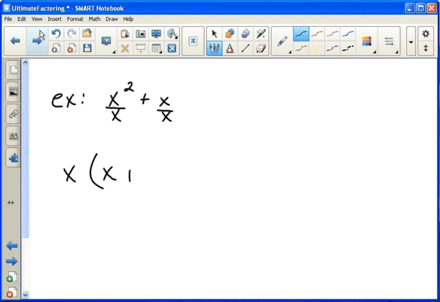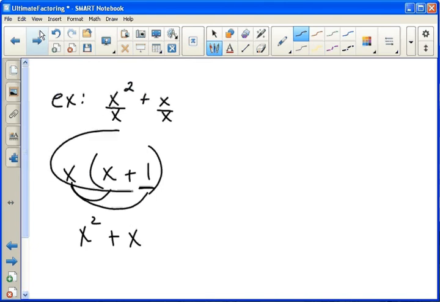Make sure you include that 1. It's tempting a lot of times, if you pull something out and it's the exact same thing, to just make it disappear, but that's not allowed. The reason is, if you notice when you check and you multiply it back out, x times x is x squared. If I had not included this 1, there would be nothing left for me to multiply to get the second term. So x times 1 is x, and that gives us exactly what we started with. So our factored form is x times x plus 1.